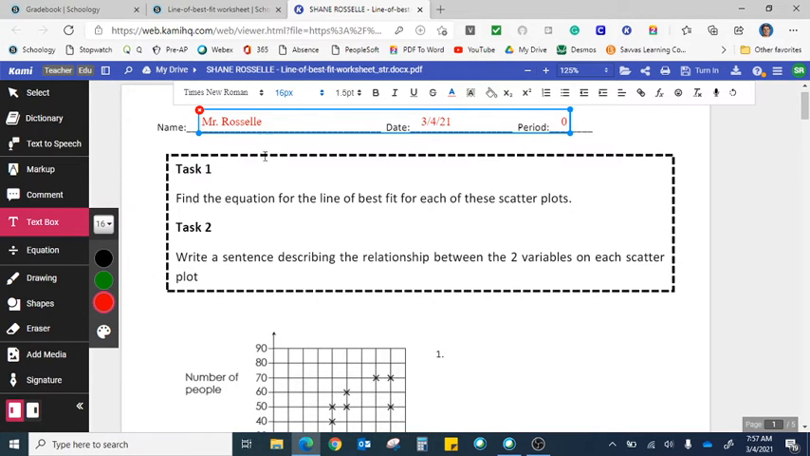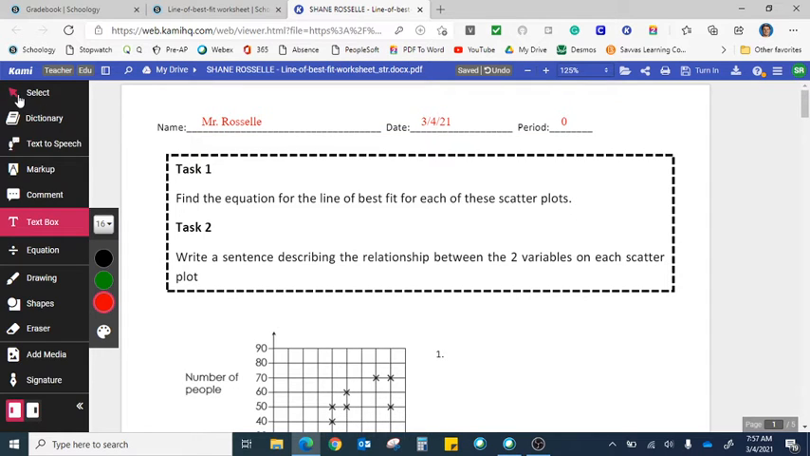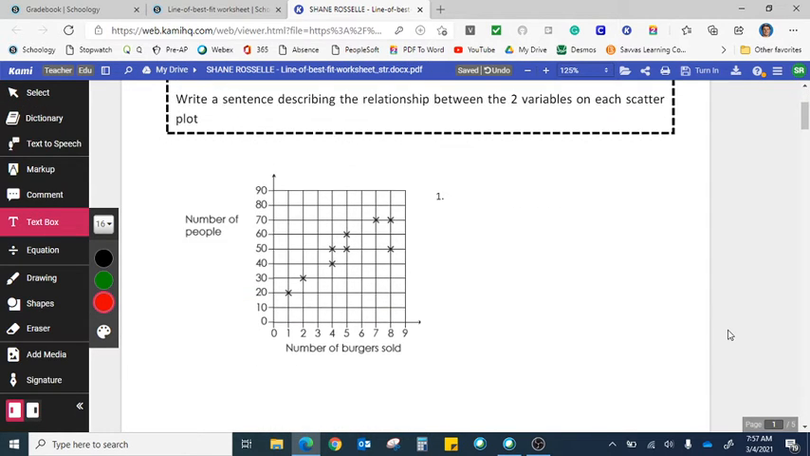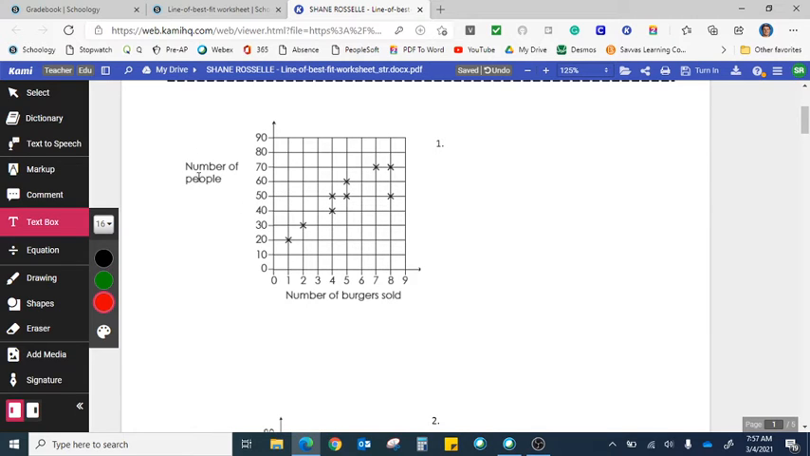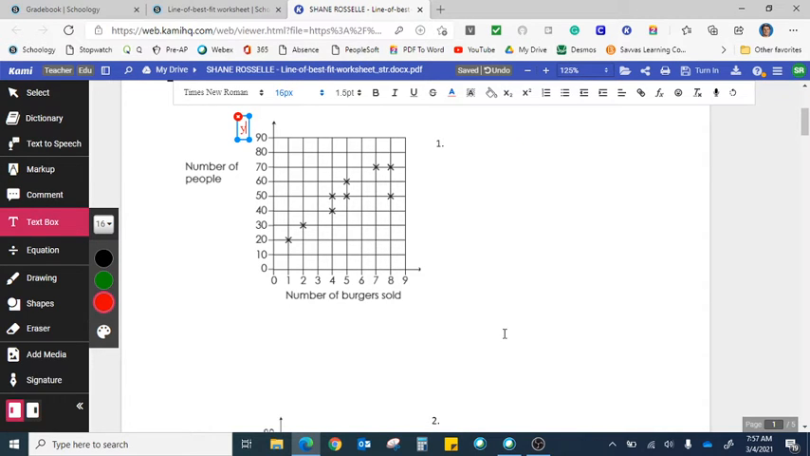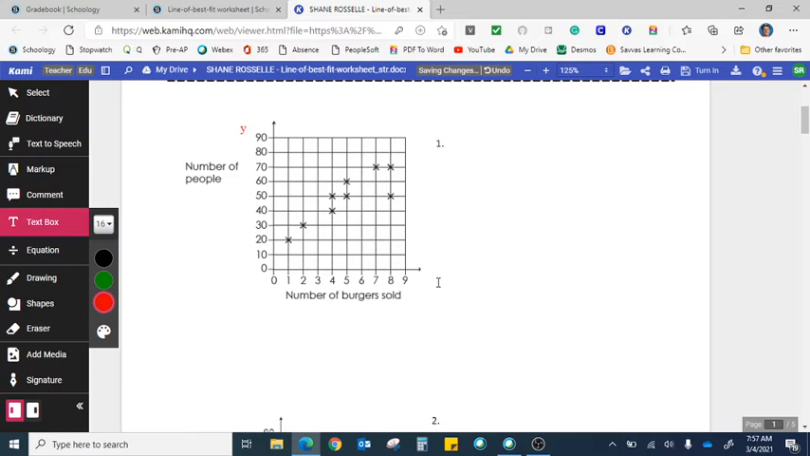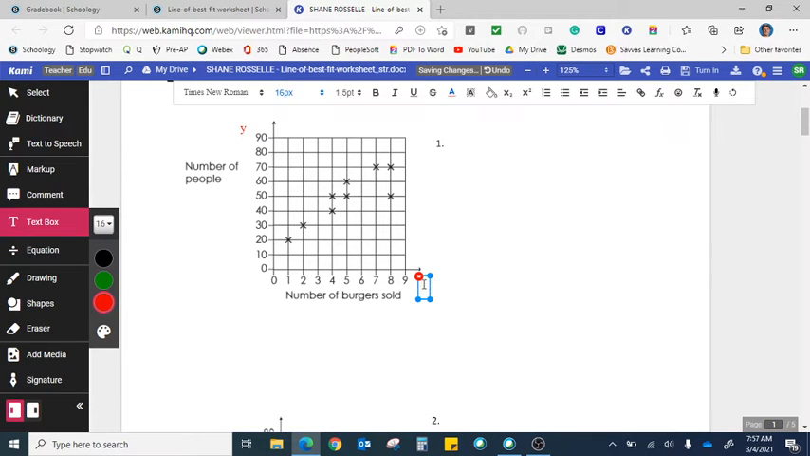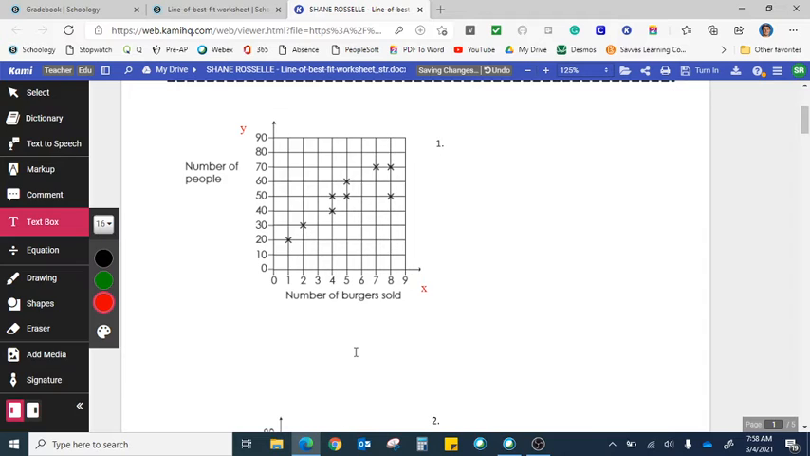All right, the first step in this is to look at the scatter plot and understand what the scatter plot is saying. What do we have going up the y-axis? The y-axis is this axis. The x-axis is the horizontal axis. Type those in using a text box. All right, so we have number of burgers on the x-axis, and number of people on the y-axis.